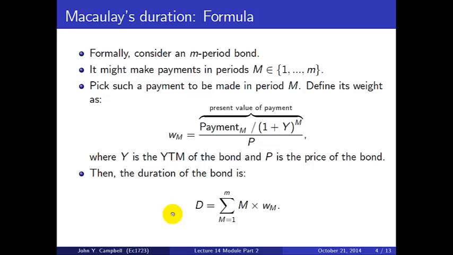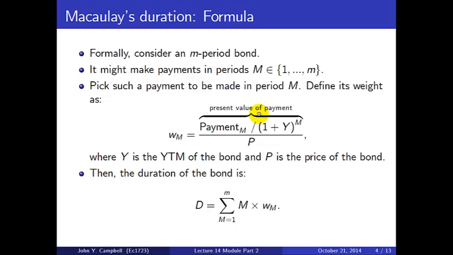So let's work this out a little more mathematically. Think about an M period bond, which is going to make payments in each period from 1 to little m. So let's pick one payment that's going to be made in period capital M. That could be, let's say, 2 periods from now or 3 periods from now. And the number 2 or 3 is going to be weighted by Wm. This is the weight on the M payment, which is going to be the present value of the payment divided by the price.